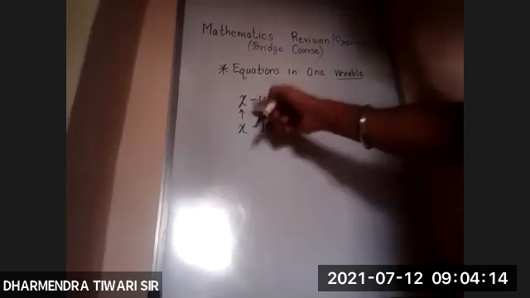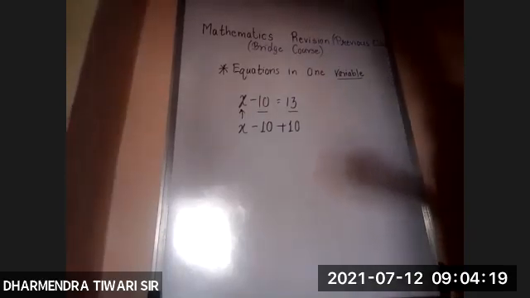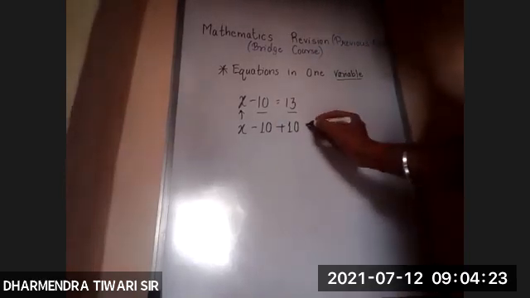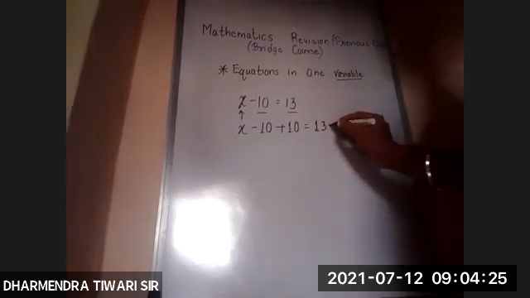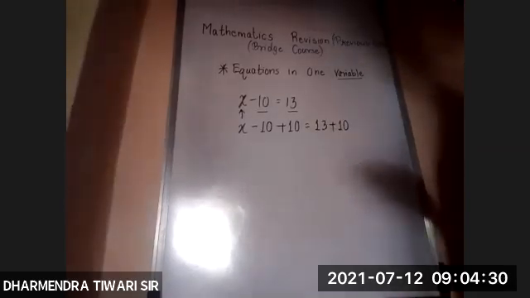Why? Because here you can see that minus 10 was present along with the variable. So I have to get rid of this minus 10. What I can do is add 10 on both sides. Hope you can understand this statement, adding 10 on both sides.